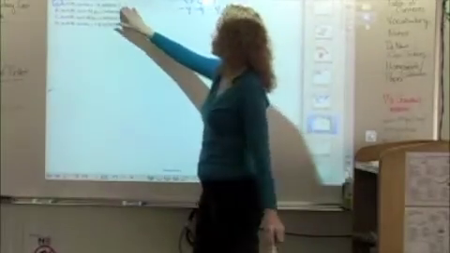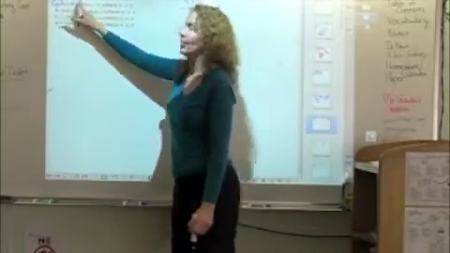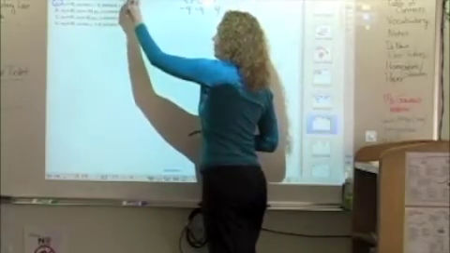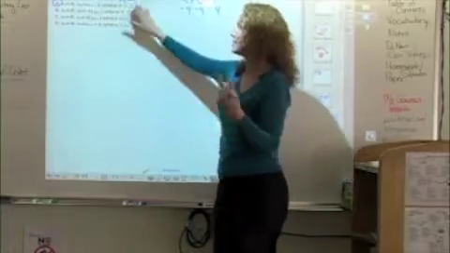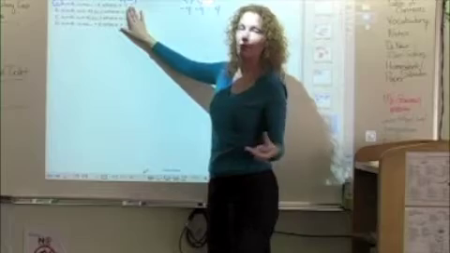Notice they're saying n is greater than or equal to 2 because they've already given you the first term right here. This could also be seen as n greater than 1, meaning that we're finding the second, third, fourth, fifth. Equal to 2 would mean we're finding the second, third, fourth, fifth, and so on.